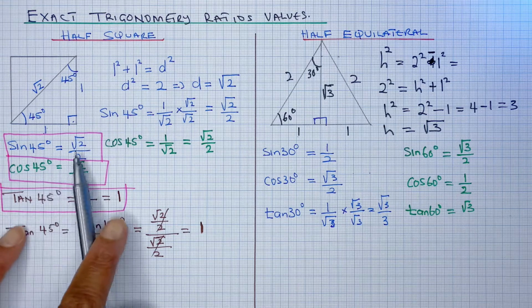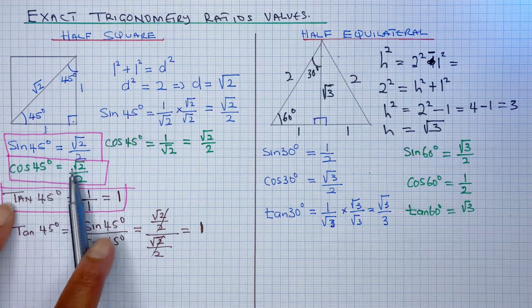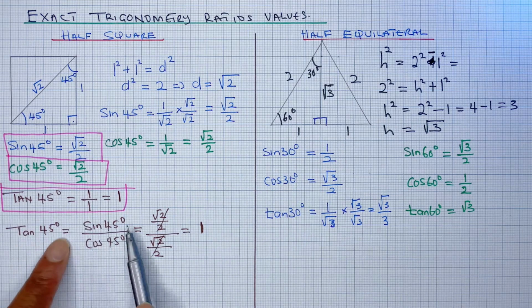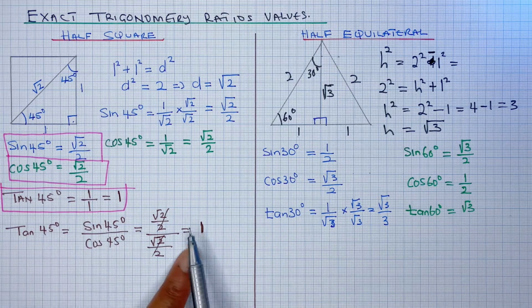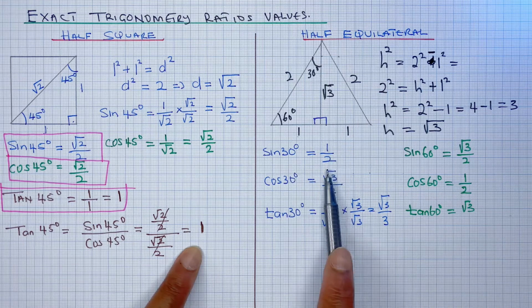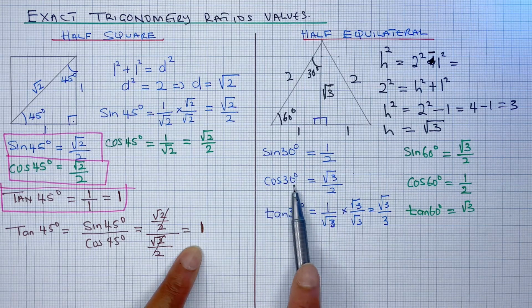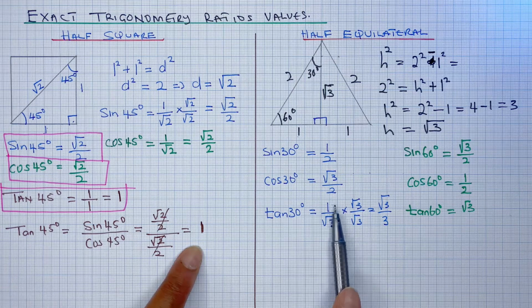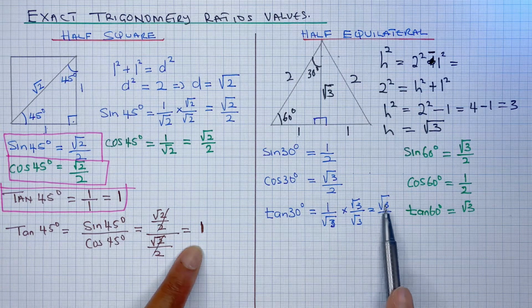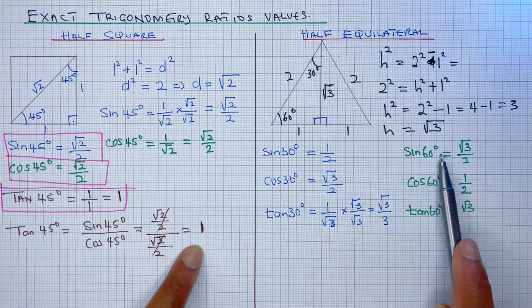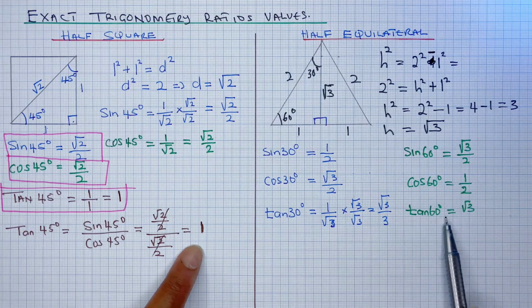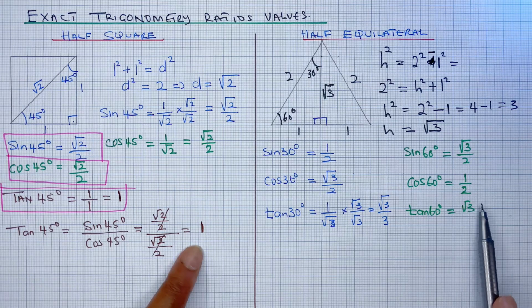Sine 45 is root 2 over 2, cos 45 root 2 over 2, tan 45 is 1, sine 30 is a half, cos 30 is root 3 over 2, tan 30 is 1 over root 3, which is root 3 over 3. Sine 60 is root 3 over 2, cos 60 is a half, tan 60 is root 3.